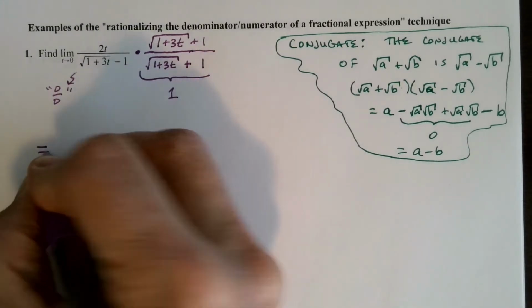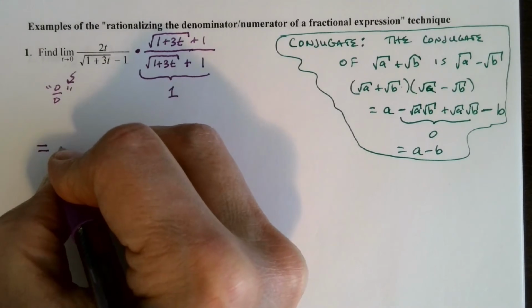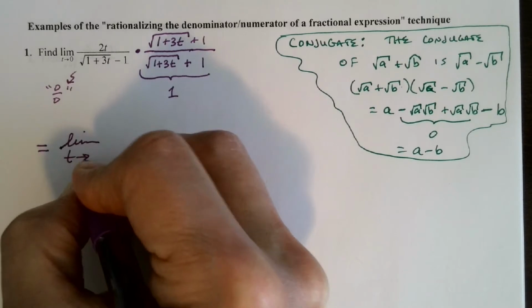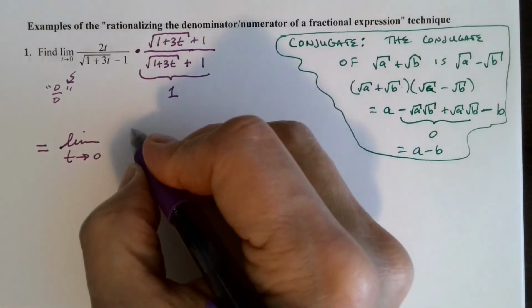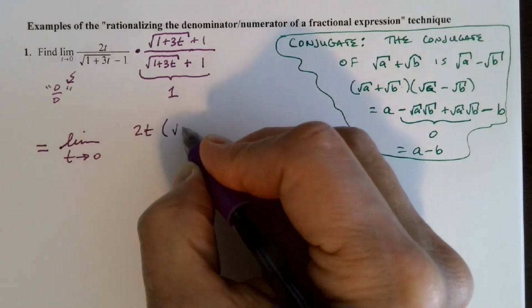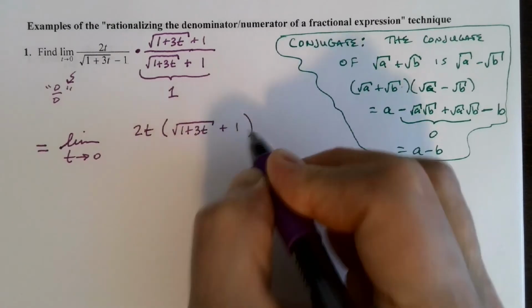Okay. Well, let's see what happens here. So here's my, don't forget my equal signs, right? This whole thing is equal to what? What do I do first? What should you write first? Limit. Don't forget the limit as t approaches 0. Now up top, I've got 2t, and I'm going to put in parentheses the square root of 1 plus 3t plus 1. Okay, so this is multiplying.